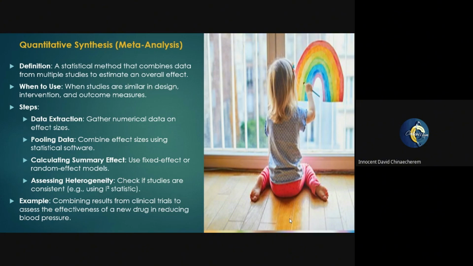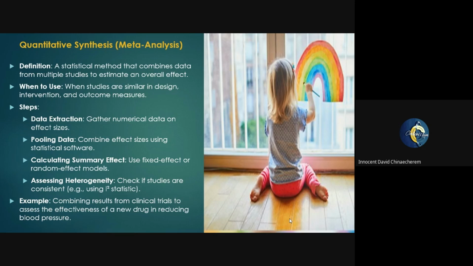So what are the steps whenever we want to conduct a meta-analysis or a quantitative synthesis? First, which is uniform across all the studies, we need to extract the data. We need to gather numerical data on the effect sizes, and then we need to pool the data, because after we've pooled them, the next thing is to summarize them. So we pool the data and we calculate the summary effect.